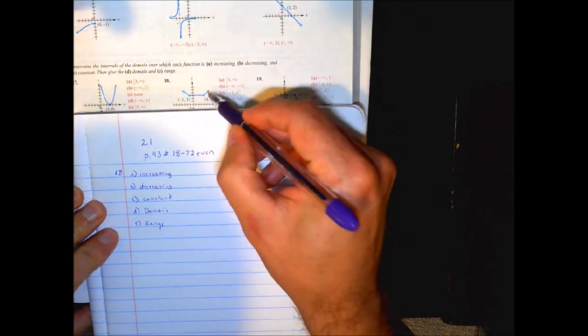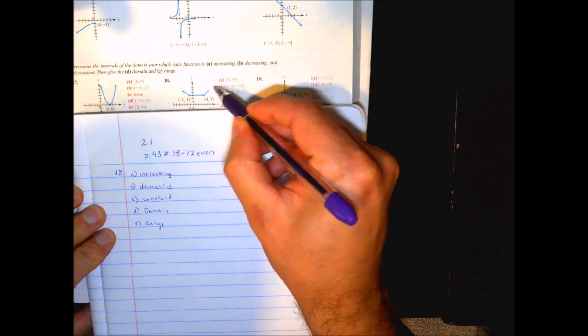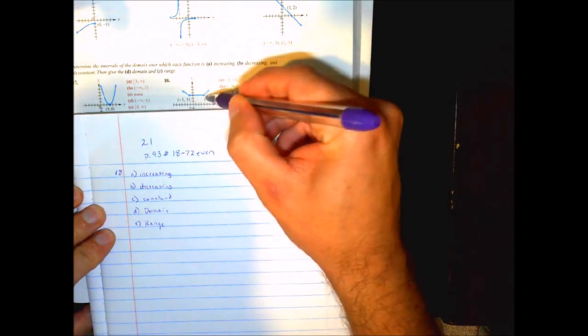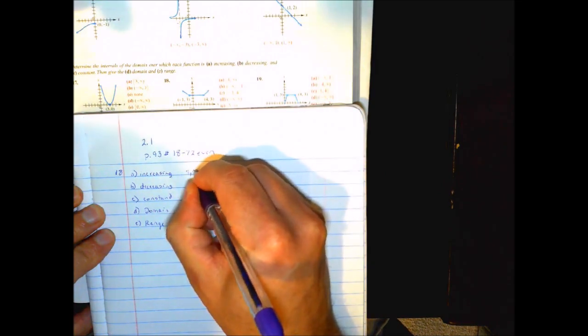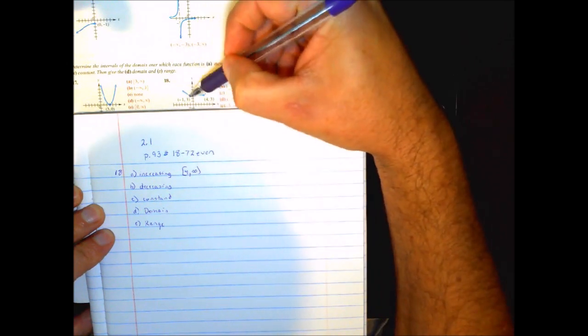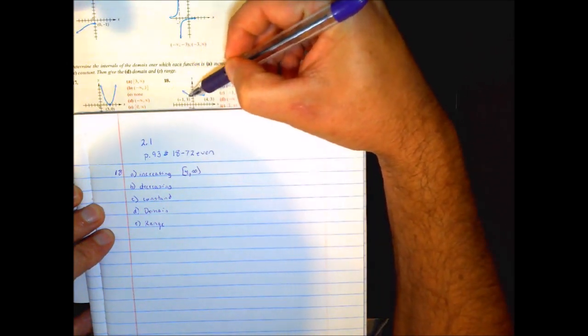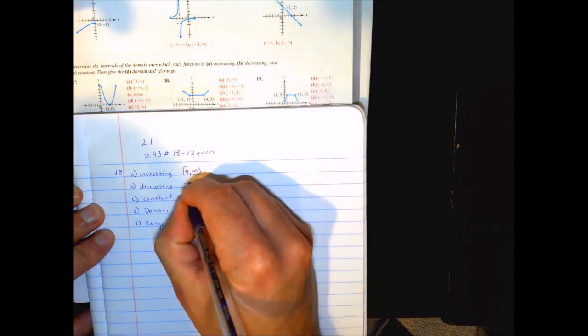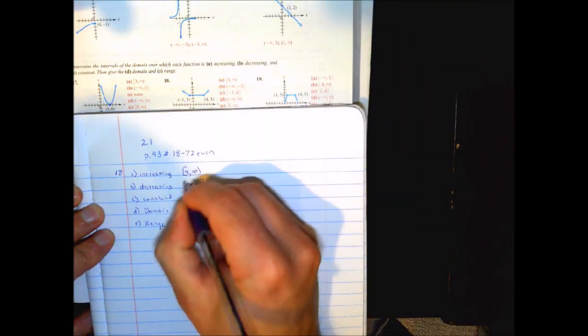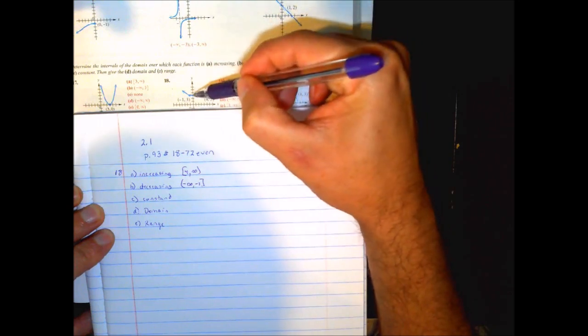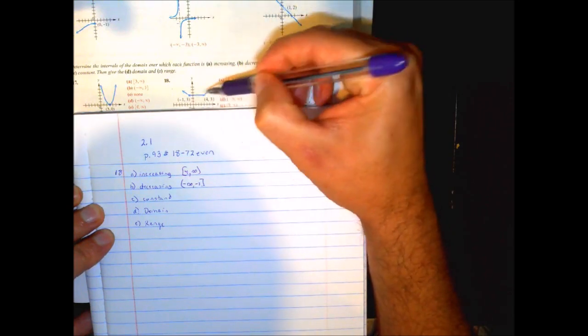Homework 2.1, page 93. Okay, number 18, you see this graph right here. First of all, I want to know where it's increasing. So it's increasing, it's getting larger here, so that's from 4 through infinity. Okay, it's decreasing in this area right here, so from negative infinity up to -1. It's constant across this line right here, so from -1 to 4.